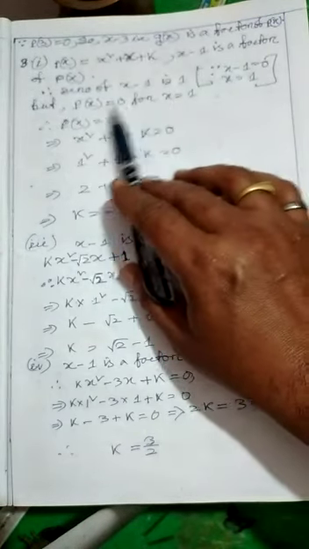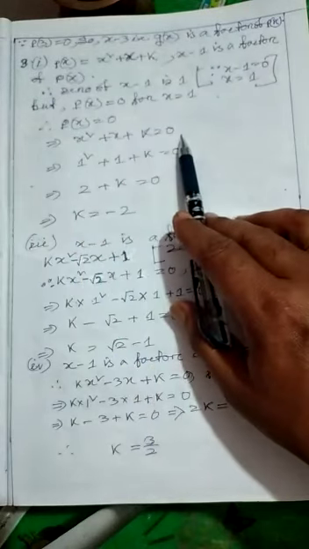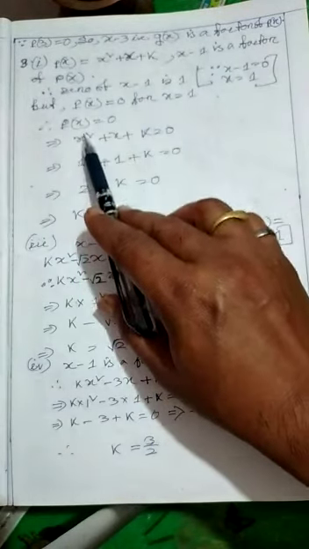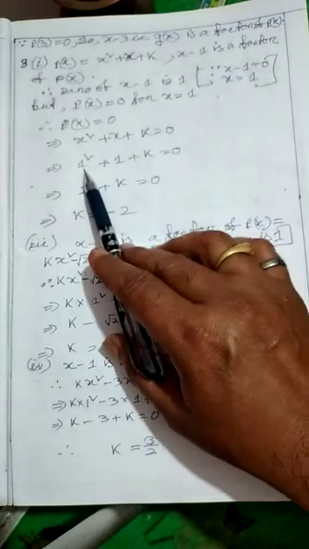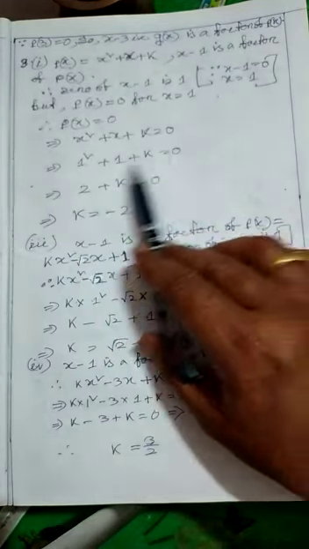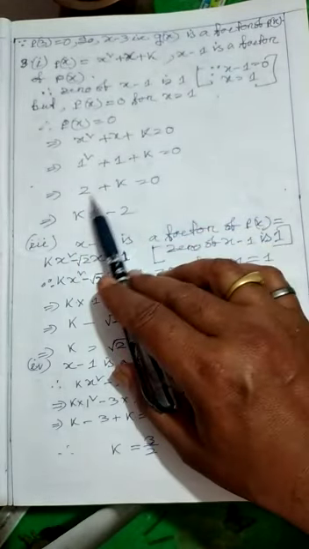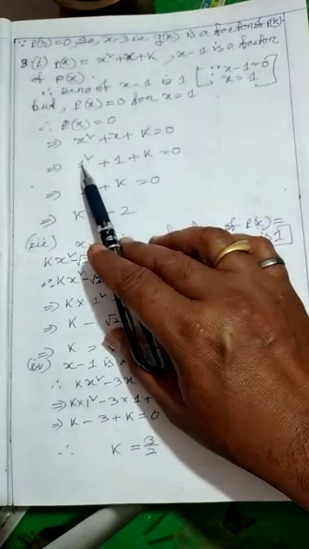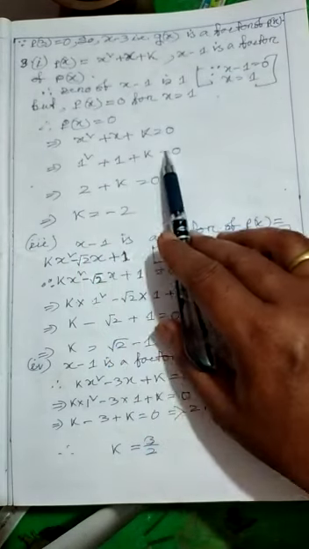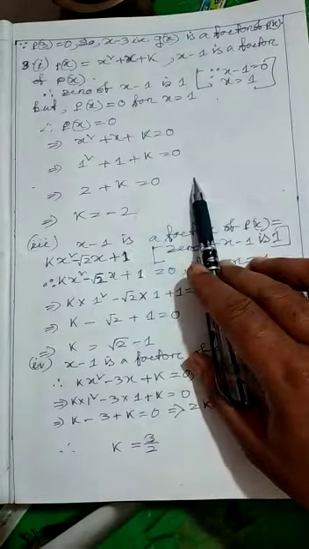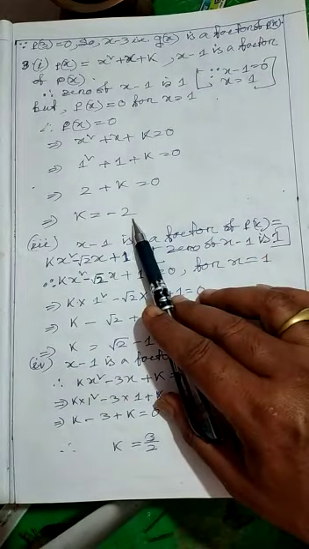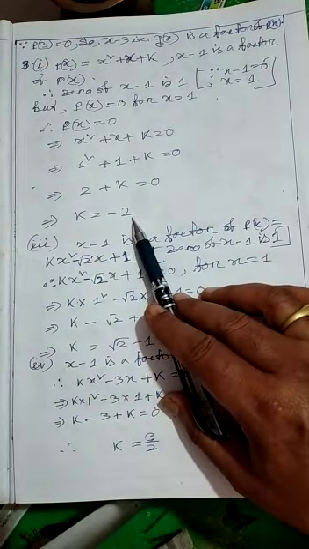Now p(x) becomes 0 for x equal 1. P(x) means x square plus x plus k equals 0. So put x equal 1: 1 square plus 1 plus k equals 0. 1 plus 1 equals 2, so 2 plus k equals 0. Bringing 2 to the right hand side, k equals minus 2. The value of k is minus 2.